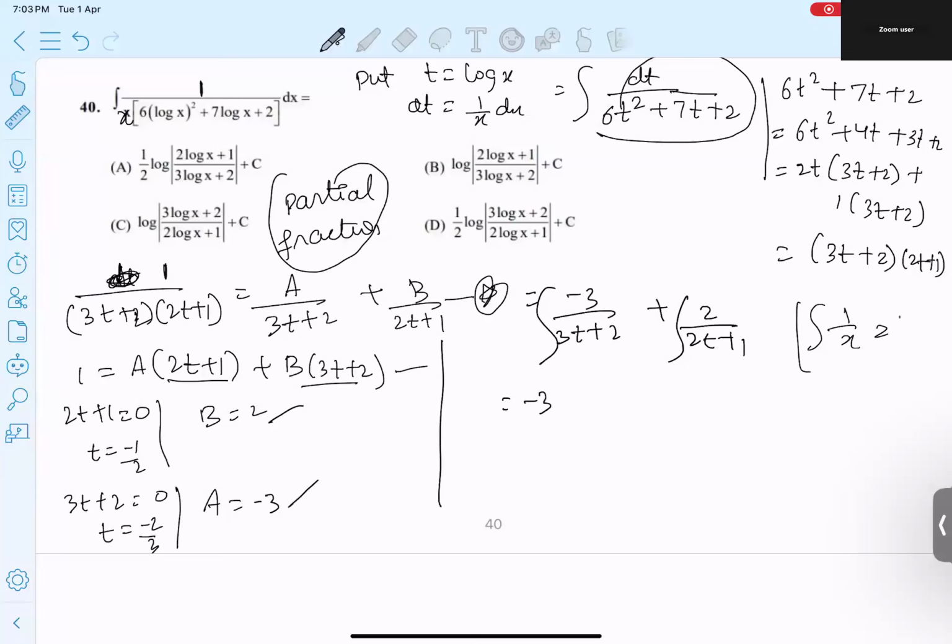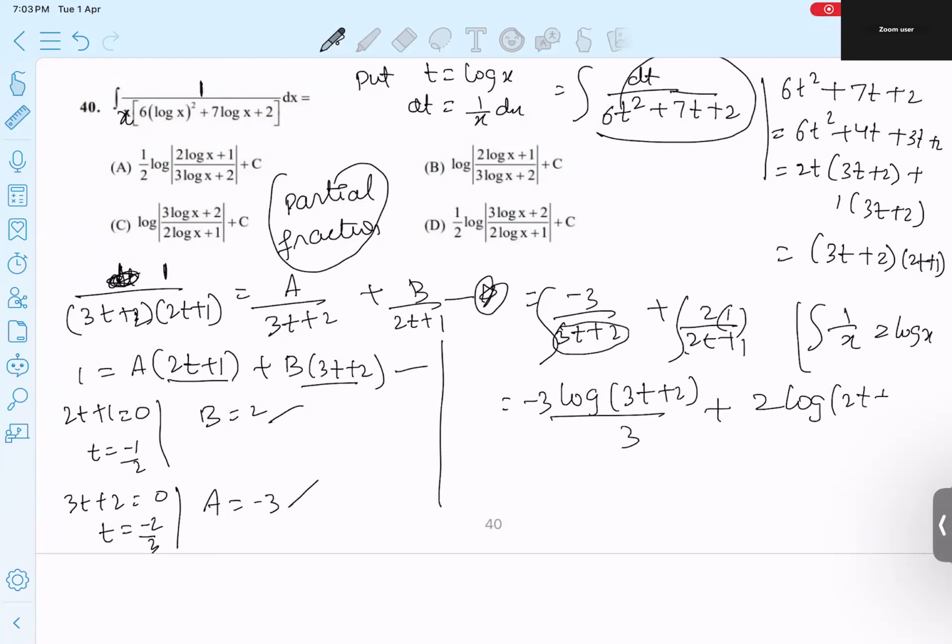Integral of 1 by x is log x. Similarly, 1 by 3t plus 2 gives log of 3t plus 2. We have to differentiate this 3t plus 2, which is 3, so we have to divide by 3. Keep this 2. And again, 1 by 2t plus 1 gives log of 2t plus 1. Differentiating 2t plus 1 gives you 2. So these two will cancel.